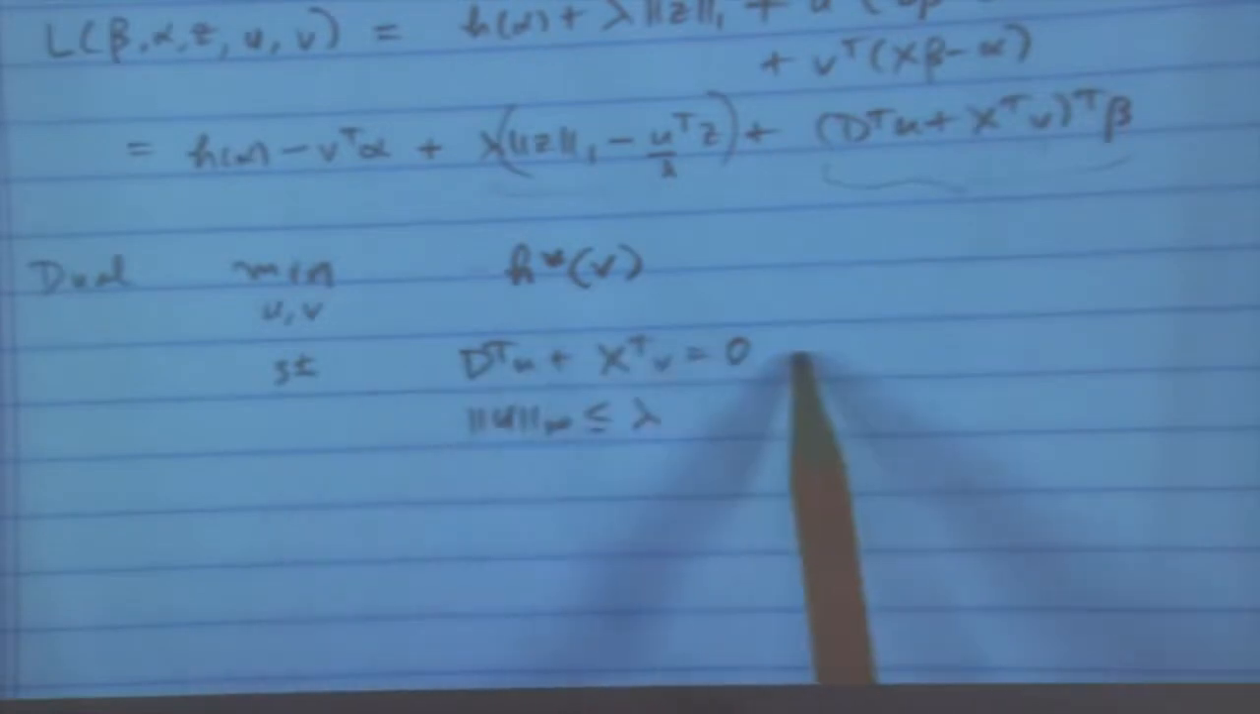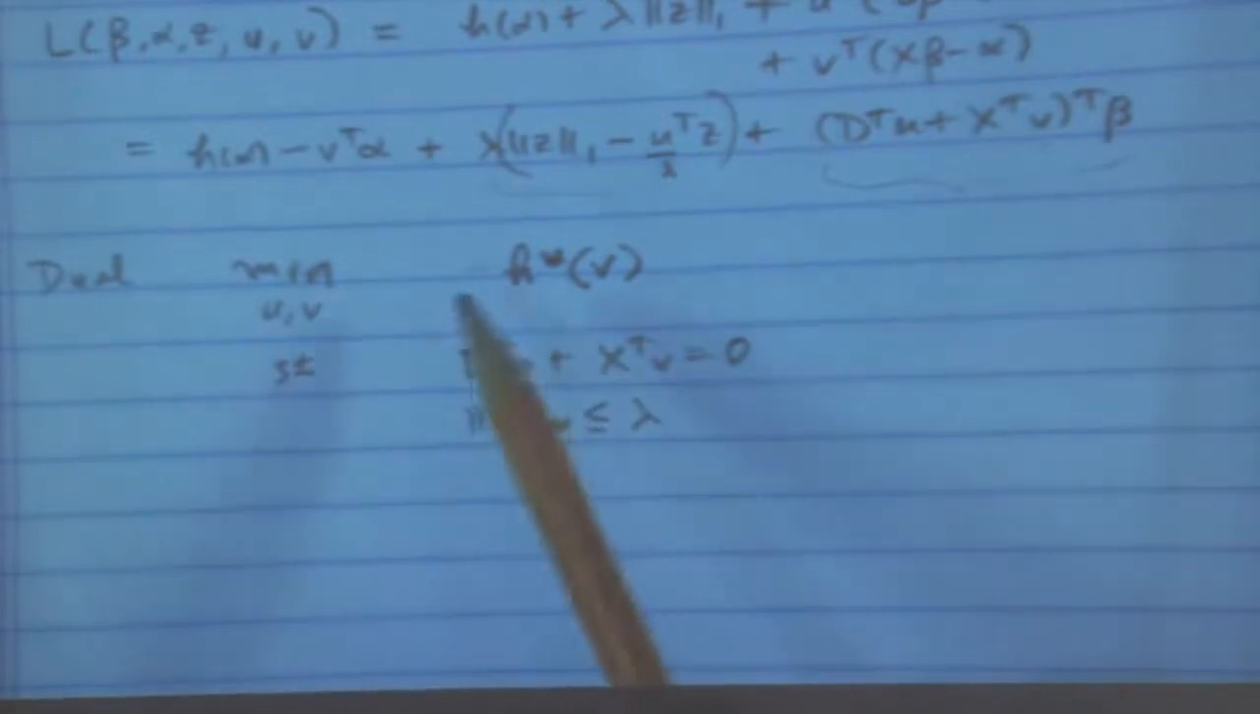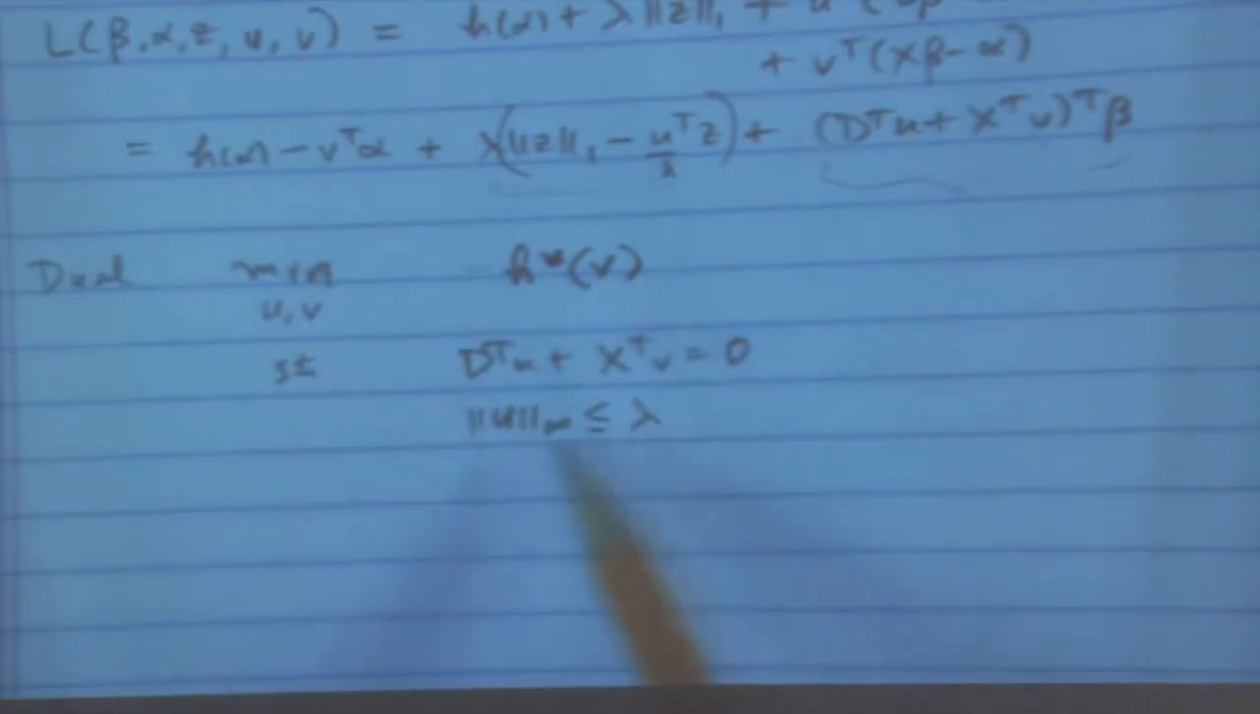This equality we've taken care of just by substituting in minus d transpose u for v, and we still have this box constraint on u. So it would look like minus the conjugate of minus d transpose u, subject to u being in the infinity ball of radius lambda. That's what we had before. Okay, so we're good in that sense. With an arbitrary X matrix, we can see now that the dual looks like this.